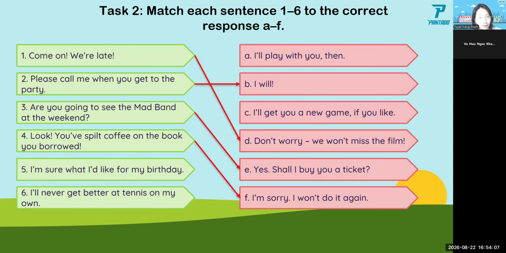Number 5. I'm not sure what I'd like for my birthday. You have C. I'll get you a new game if you like. I never get better at tennis on my own. And you have A. I'll play with you then.